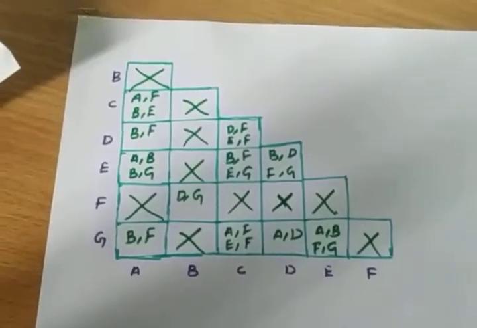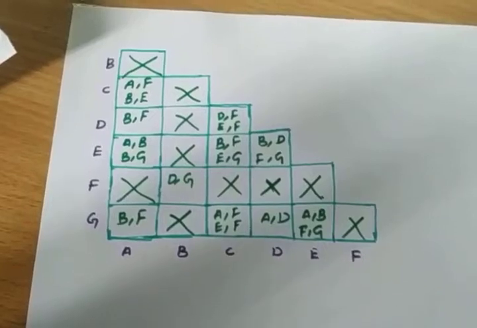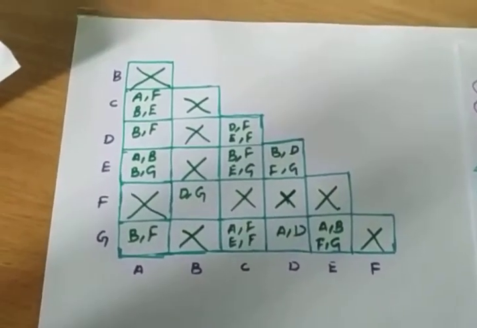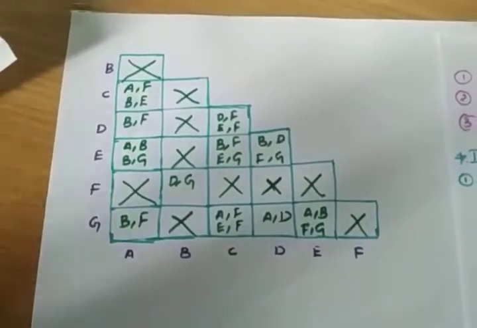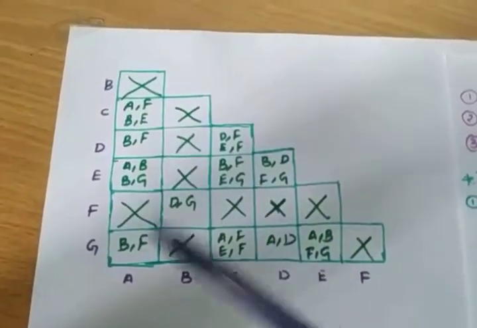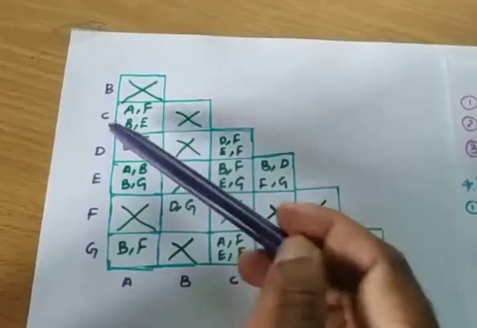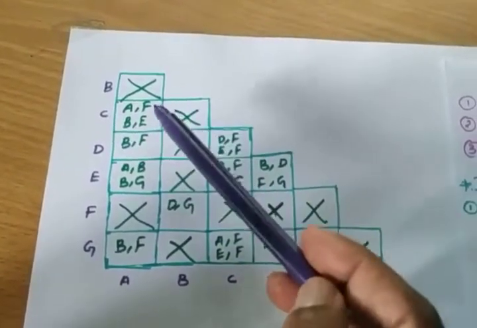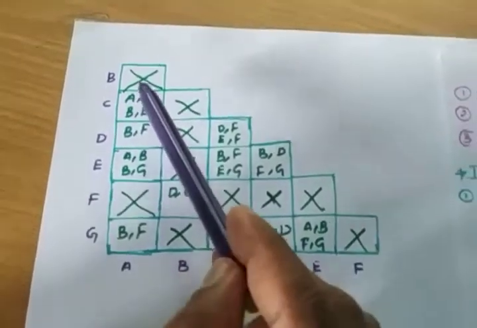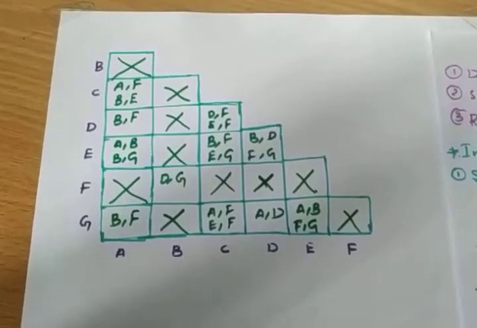Now we need to go for the second pass. First pass we completed all this. In the second pass we need to check the combinations again. Look here. First is AC. This is crossed, so no need to check. Next is the AC combination. In AC we have the AF entry and the BE entry. Then check for the first AF entry.